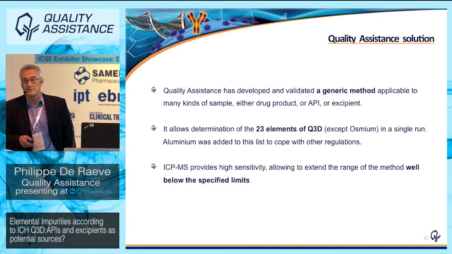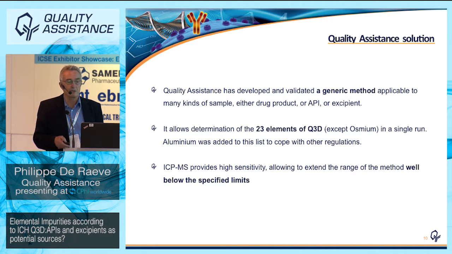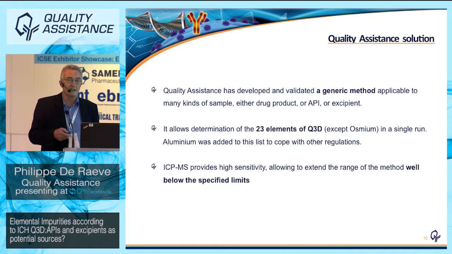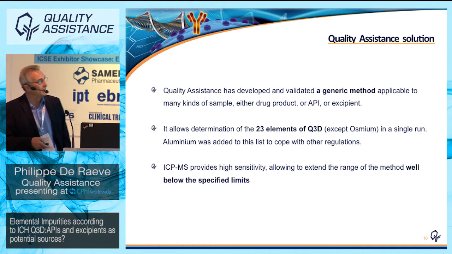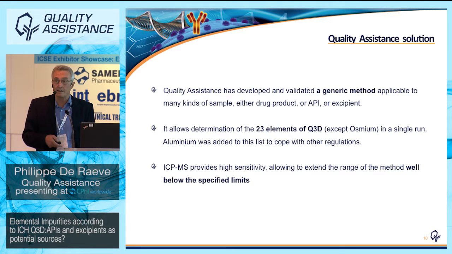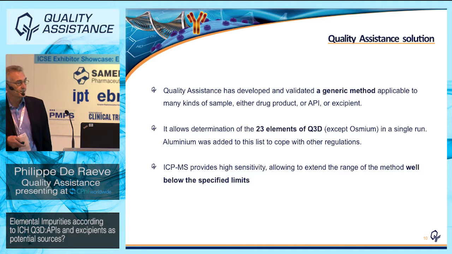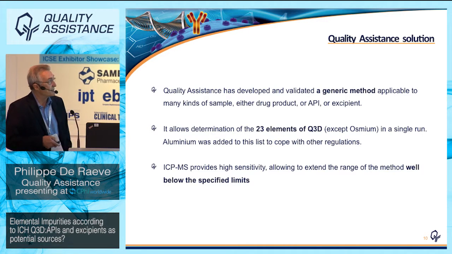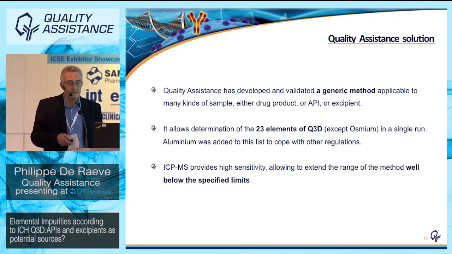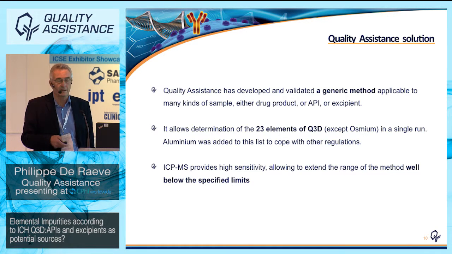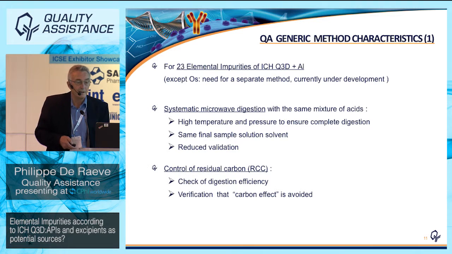We have developed such a generic method that is applicable to many different kinds of sample. It allows the determination of 23 elements of Q3D, with the exception of osmium. I will come back to that one later. All in a single run. And we have added aluminium to cope with other regulations. We use ICP-MS in order to get very high sensitivity, allowing us to extend the range of the method well below the specification limits. Here are some characteristics of the method.